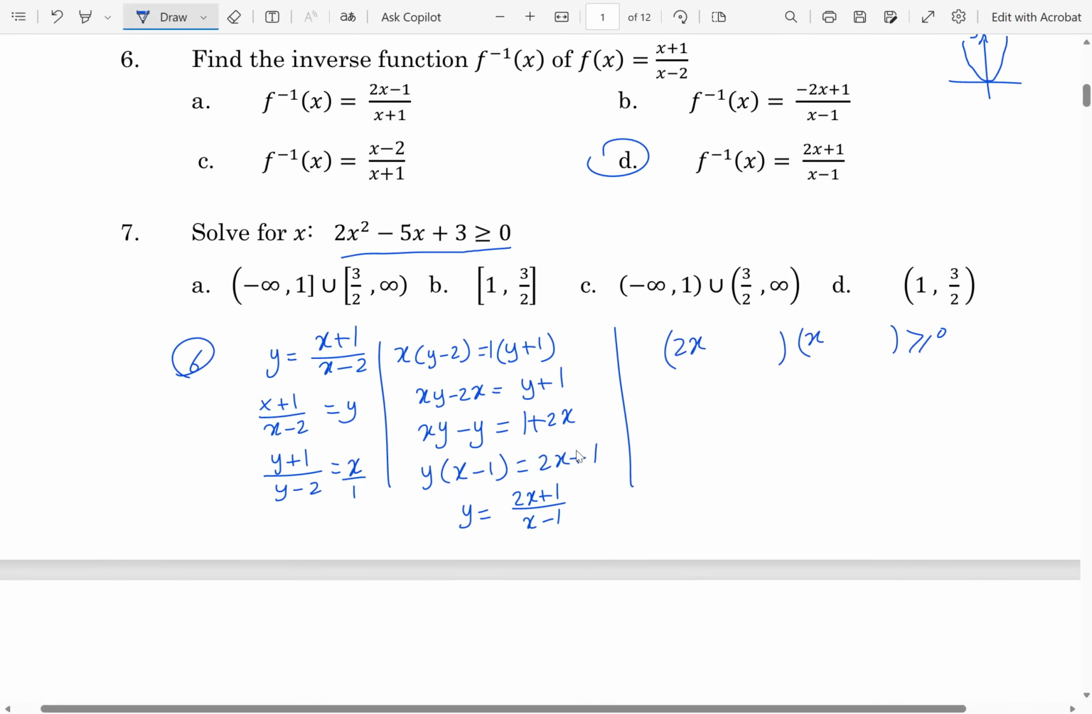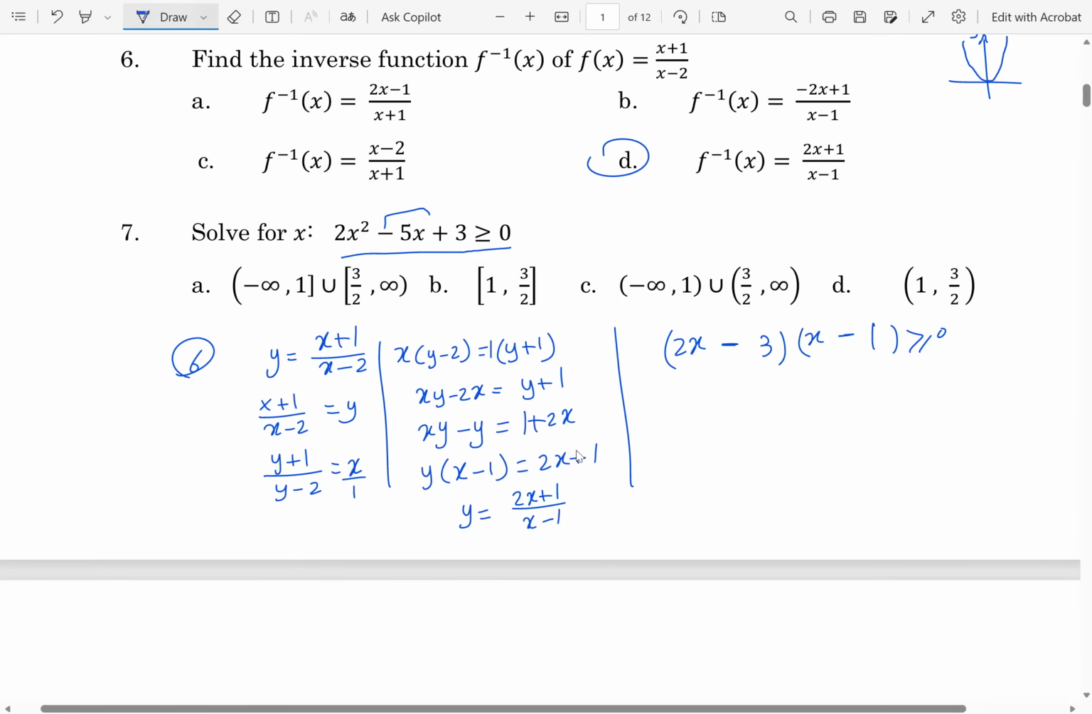The 3 is simply, I need the middle term to be -5. So I make it like that, 3 times 1. I make it -1 times -3 to get the middle term. -3x minus 2x is -5x. Now the factorization is correct.